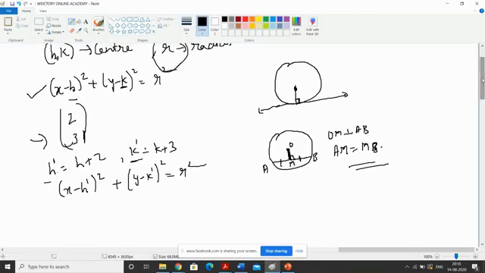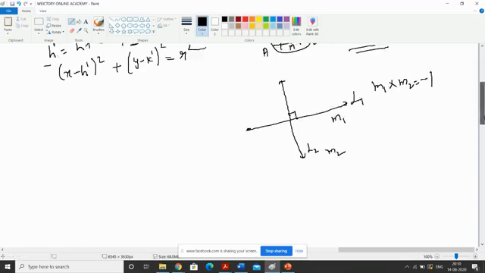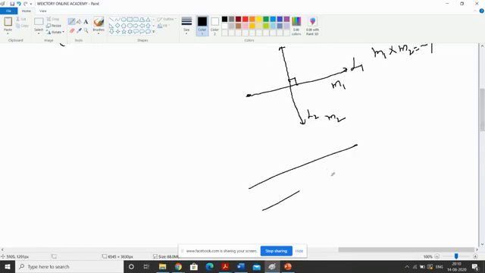Okay, we know that if two lines are perpendicular, if say this is line L1, it has a gradient M1, and this is line L2, it has a gradient M2. And if two lines are perpendicular, product of the gradient is -1. So M1 M2 will be equal to -1. This is very important concept. If two lines are parallel, the gradient will be equal. It means M1 will be equal to M2.